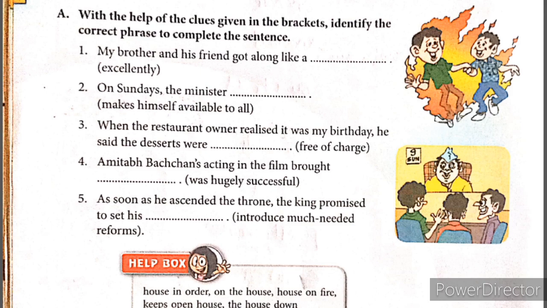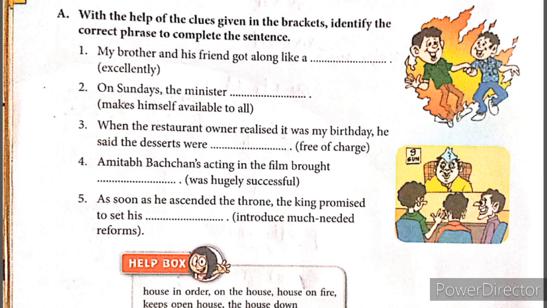So the first answer, that means both are closely related to each other. So what words can we use here? House and fire. So the first answer is house on fire. Please note down, or you can mark by 1, 2, 3, 4, but try to write the answer in your book, then it will be easy to recall.